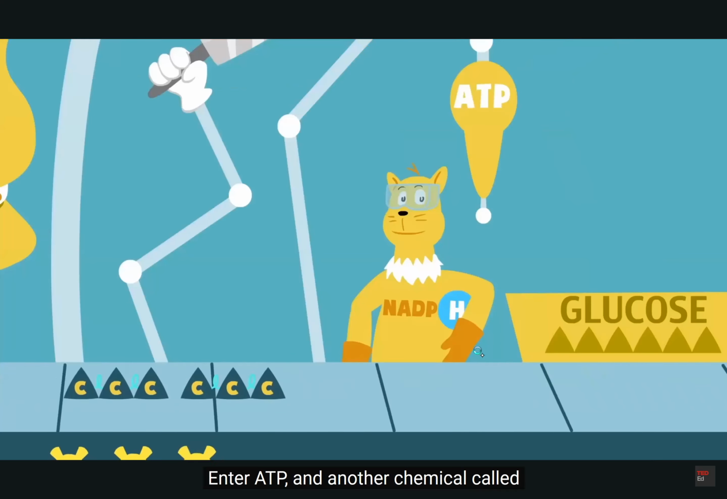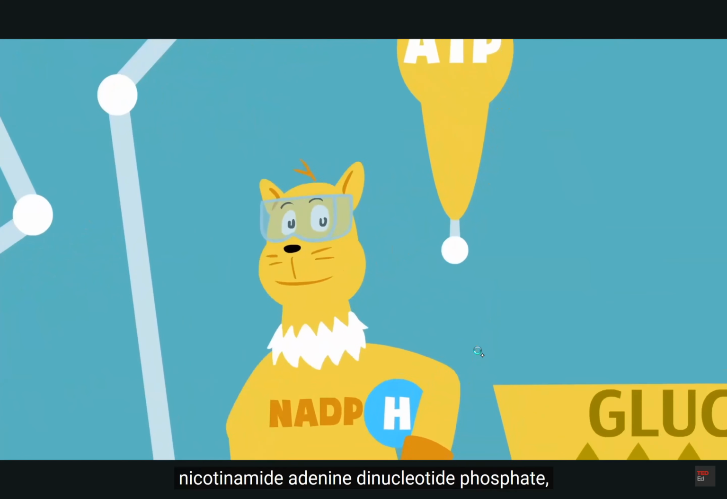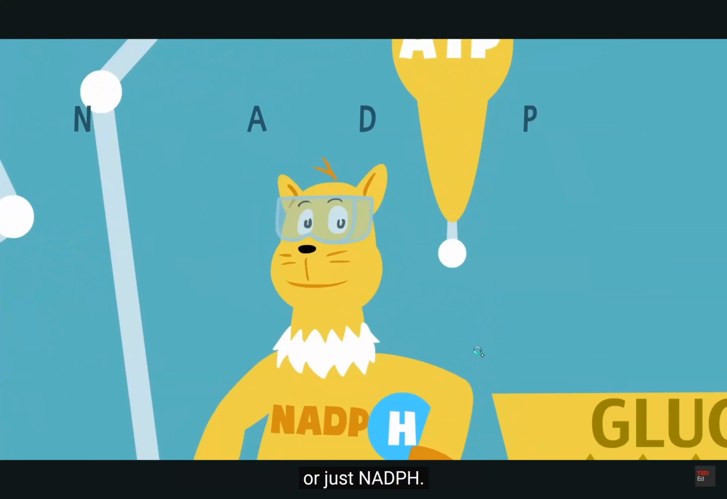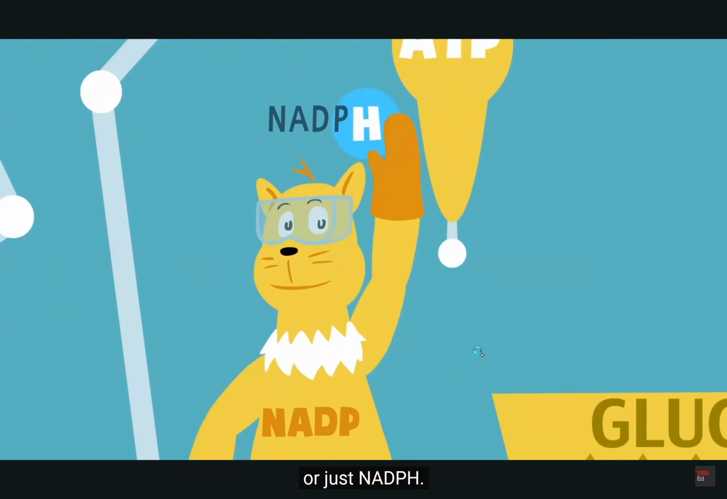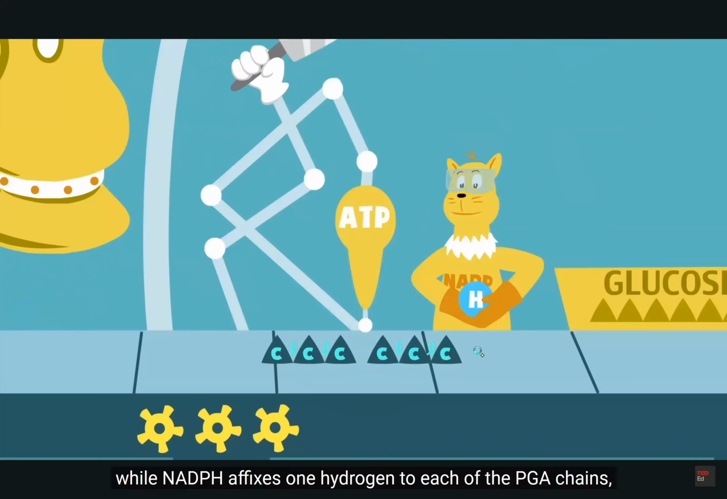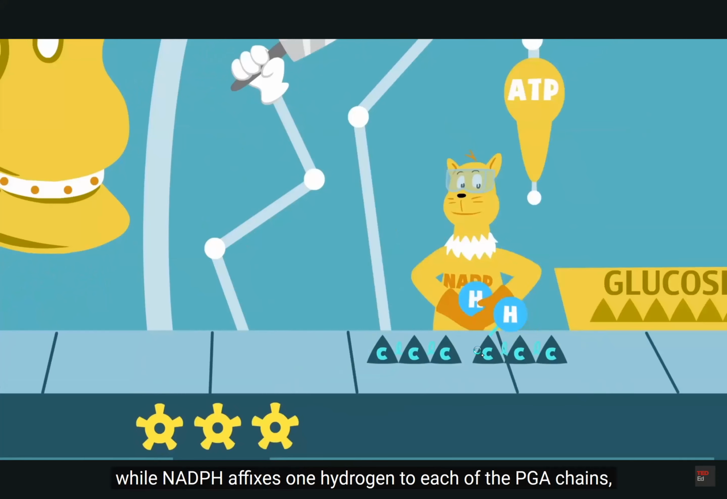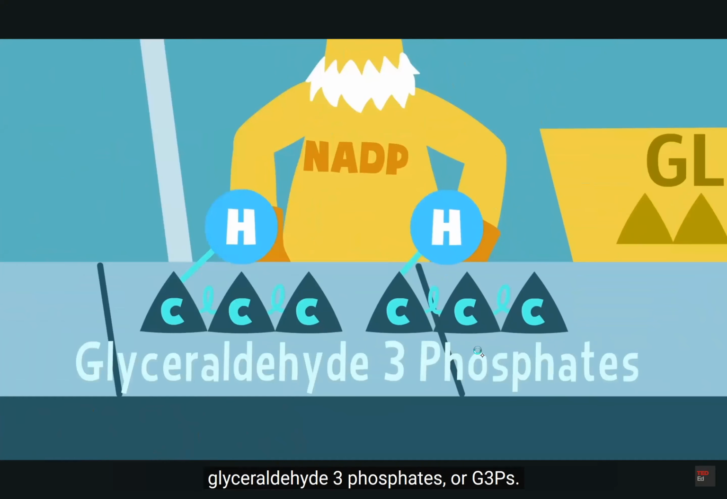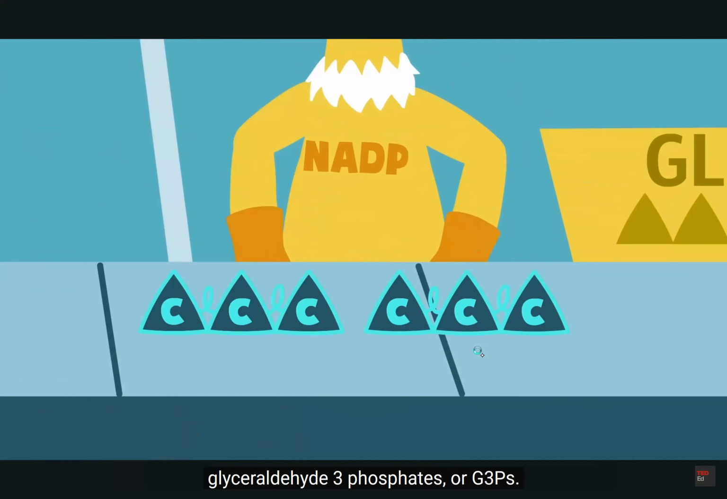Enter ATP, and another chemical called nicotinamide adenine dinucleotide phosphate, or just NADPH. ATP, working like a lubricant, delivers energy, while NADPH affixes 1 hydrogen to each of the PGA chains, changing them into molecules called glyceraldehyde 3 phosphates, or G3Ps.